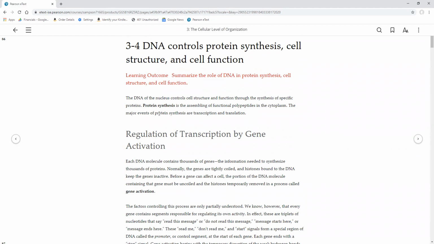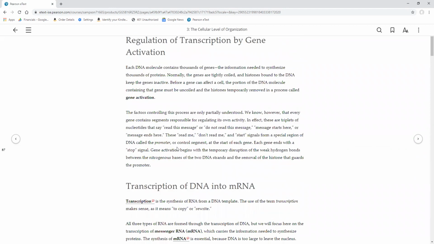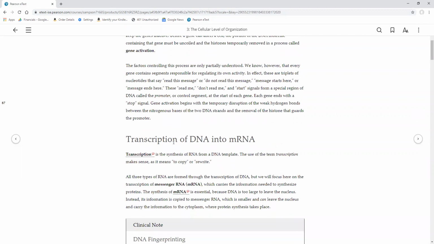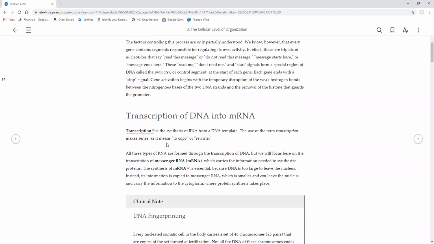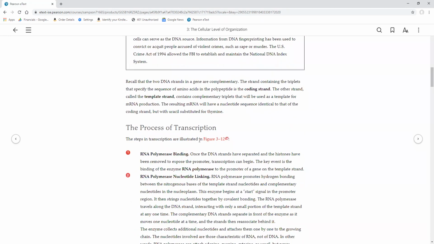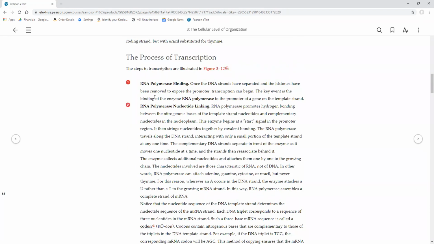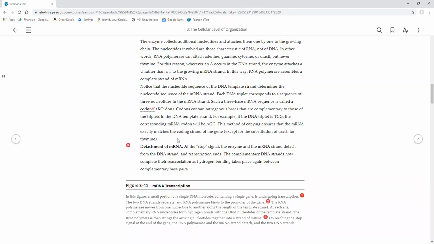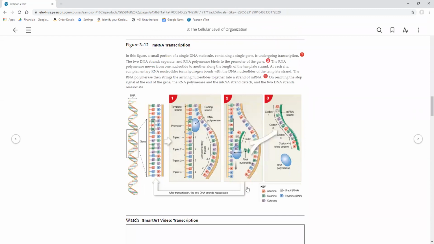All right, protein synthesis: transcription and translation. So we have gene activation that will start something to create proteins for whatever reason. Transcription is the synthesis of RNA from a DNA template. That's just the definition. So let's talk about what it is. You do not have to go through the process of how to actually make messenger RNA, but here it is.